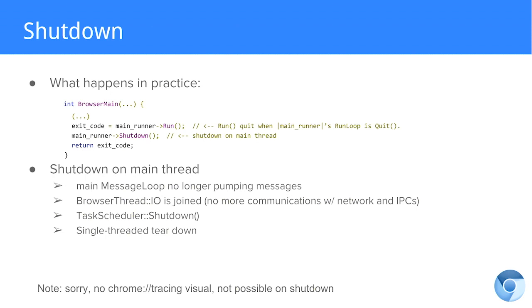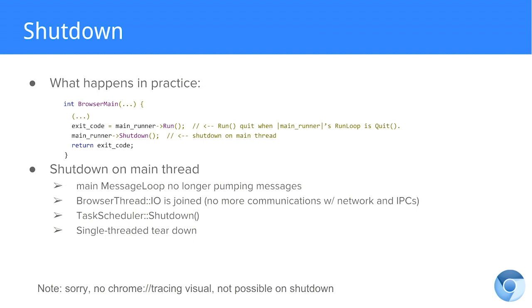And then you enter the main runner shutdown call, which means shutdown is happening on the main thread, which means the message loop cannot be pumping messages at the same time. So anything you post to browser thread UI during shutdown will not run. Just thought it would be good to know that.